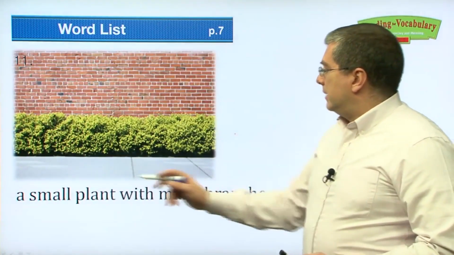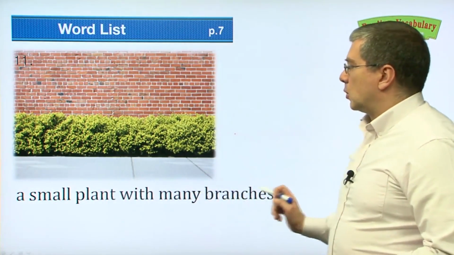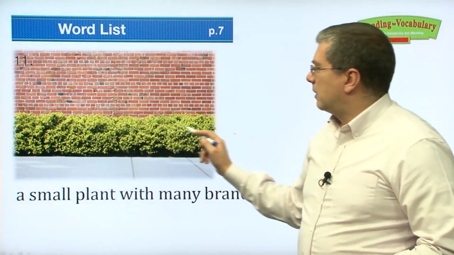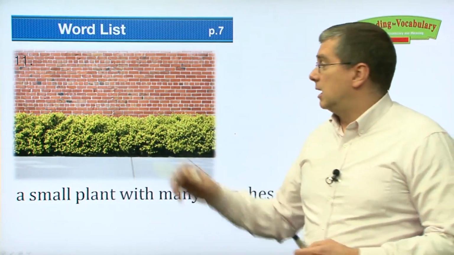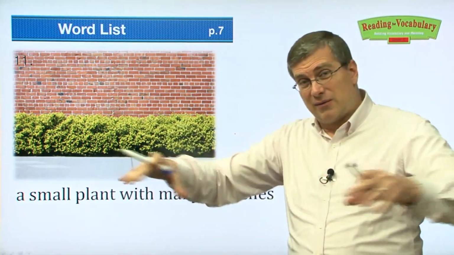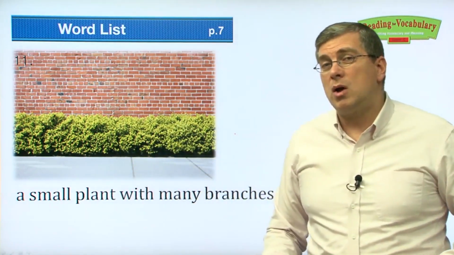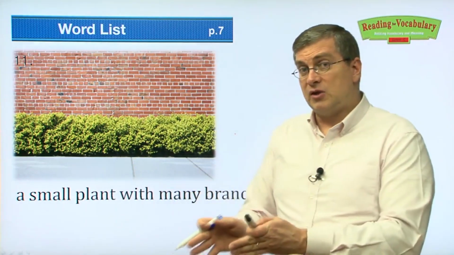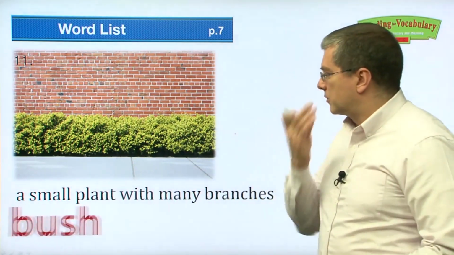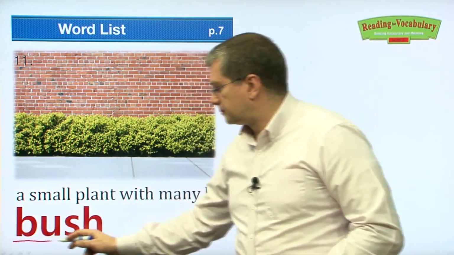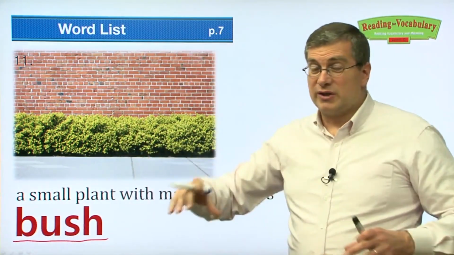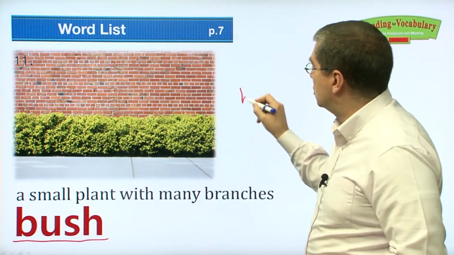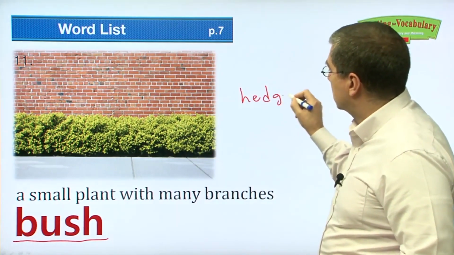Number 11, a small plant with many branches. So these are very common. We see these around buildings and in parks. People like to grow them because they form like a small wall. So, people don't go over it. Of course, we call it a bush. A bush. Now, of course, these are little bushes. A lot of bushes in a line you call a hedge. A hedge, right?